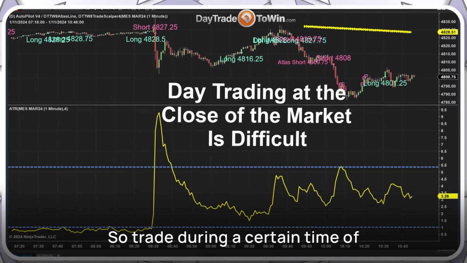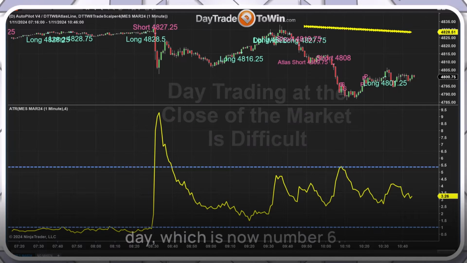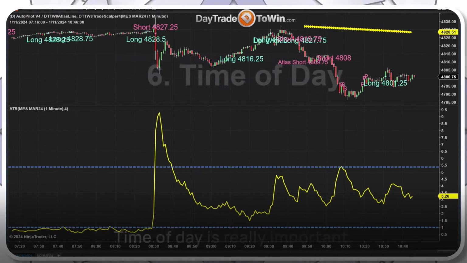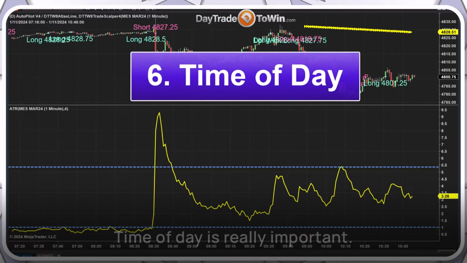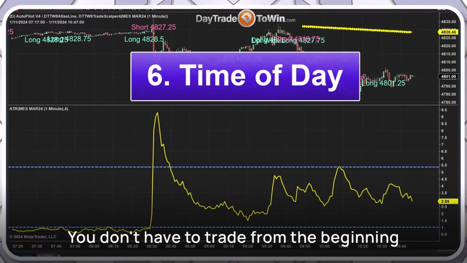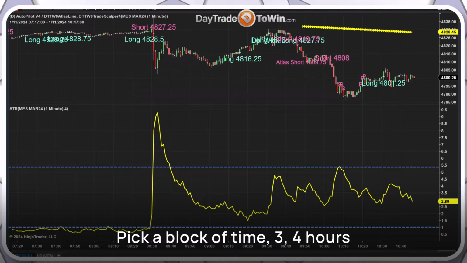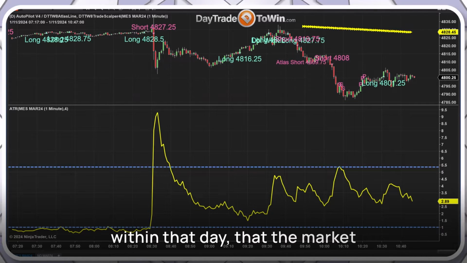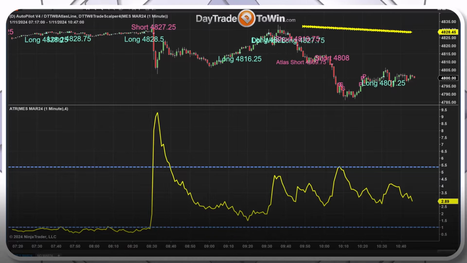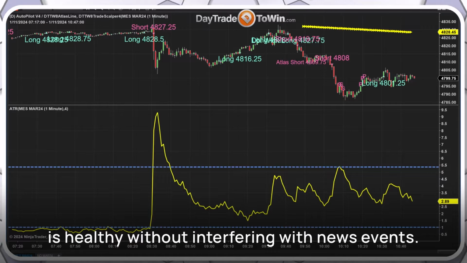So trade during a certain time of day, which is now number 6. Time of day is really important. You don't have to trade from the beginning of the session to the end of the session. Pick a block of time, 3-4 hours within that day, that the market is healthy without interfering with news events.